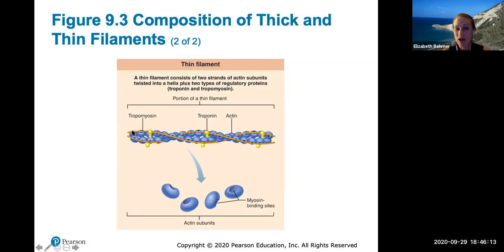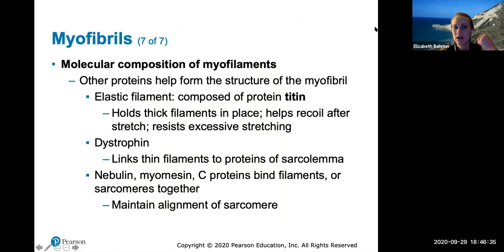So again, the tropomyosin are the spaghetti-like pieces. They cover the myosin binding sites. And the troponin is just a regulatory protein that will help push the tropomyosin off of those binding sites. So those are the two regulatory proteins, tropomyosin and troponin. And this is a thin filament actin.